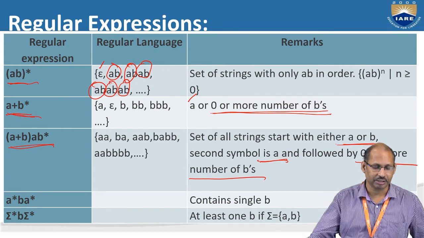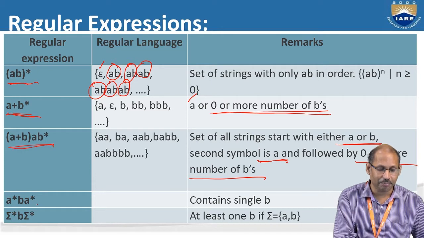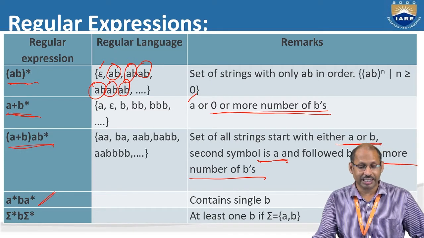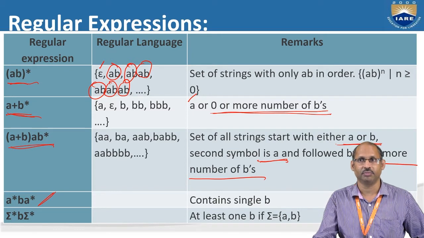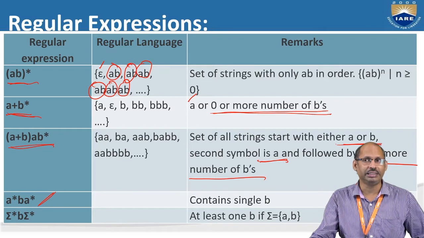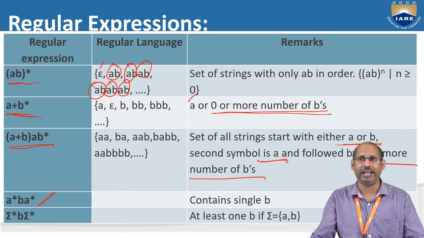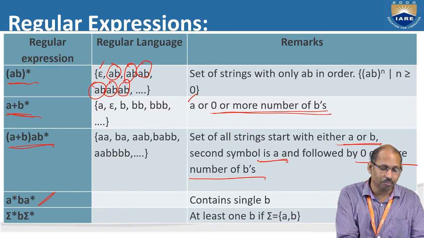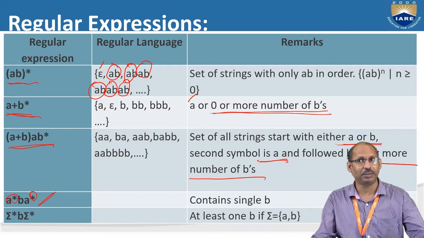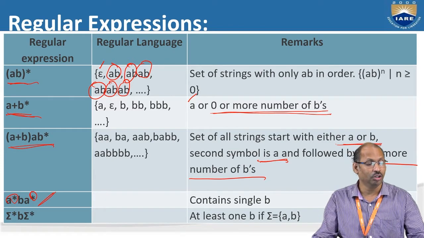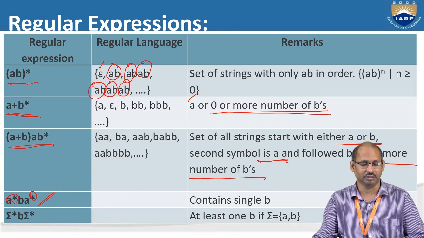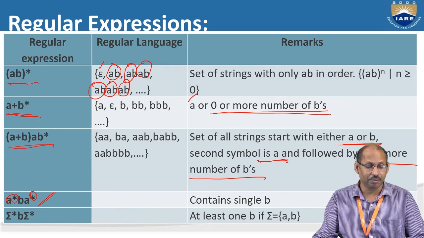Right? Next, A star, B, A star. It is a regular expression which contains a single B. All the strings consist of a single B, preceded or followed by 0 or more A's. That is A star, B, A star.